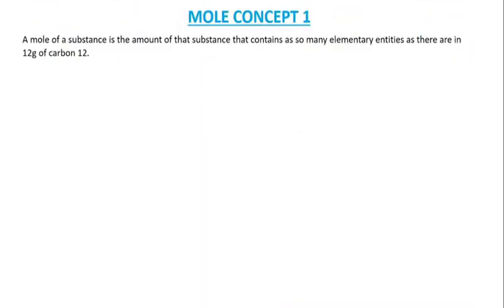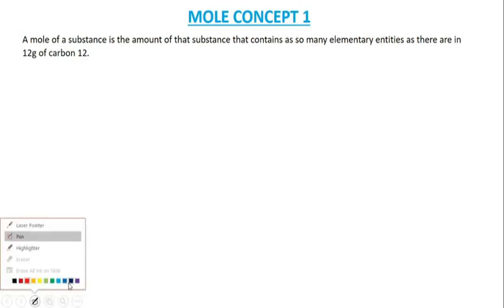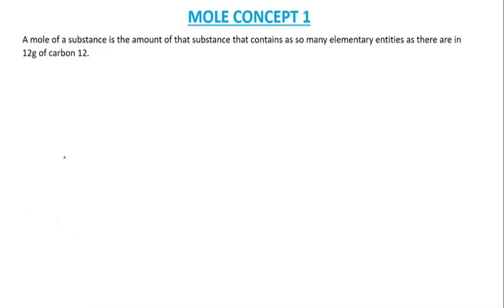So let's begin. We want to first of all start by knowing the definition of mole. A mole of a substance is that amount of the substance that contains as many elementary entities as there are in 12 grams of carbon-12. What we mean by this is every substance contains some entities which we call the elementary entities, and this number of entities is known to us as the Avogadro's number or Avogadro's constant, given to us by L, which is equal to 6.02 times 10 raised to the power 23 entities.